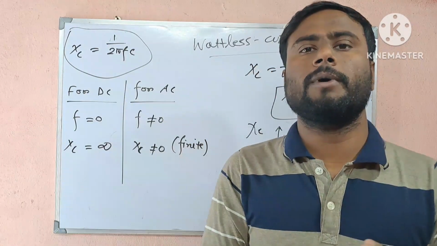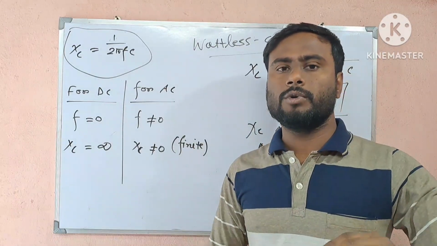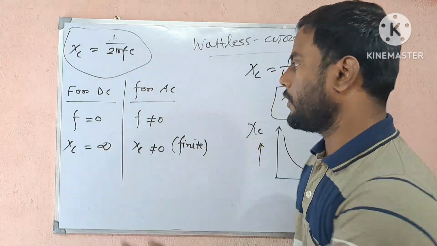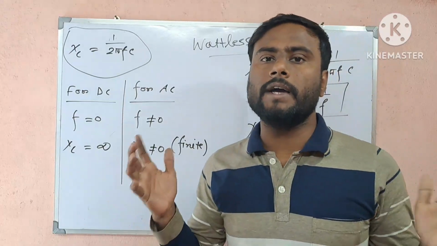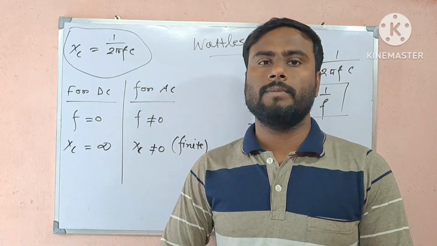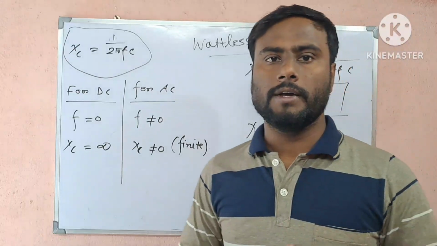Though it will face a small amount of opposition, AC will be able to flow through the capacitor. But for DC, it will face an infinite amount of opposition. That is why it is impossible for DC current to flow through a capacitor.